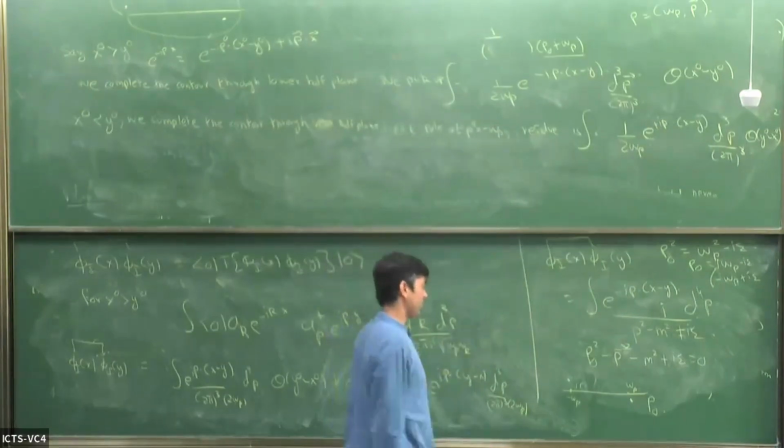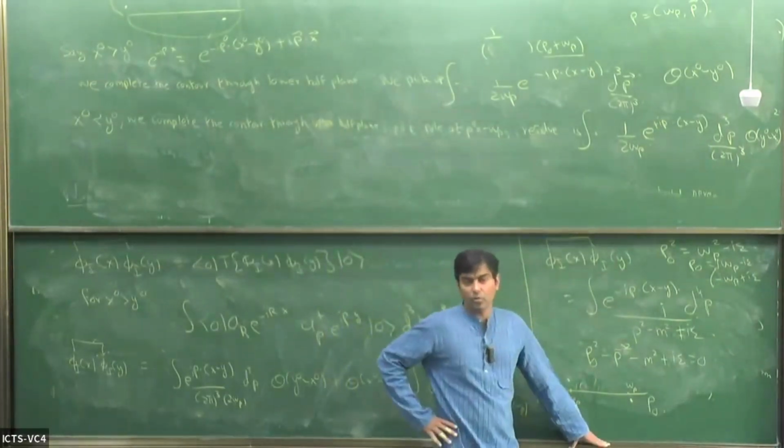Right, yes. In the other case, you get minus 1 by twice omega p. You have to be careful about the signs. Go clockwise and anti-clockwise.